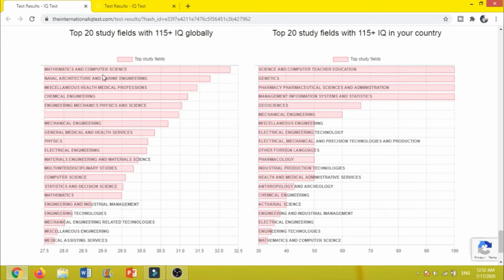These last two graphs give us information on the top 20 study fields with an IQ score of 150 or more, globally or in the country. And like I said before, my brother and I are in college. We're majoring in the same thing, which is industrial engineering. He's specializing in manufacturing and I'm specializing in logistics.